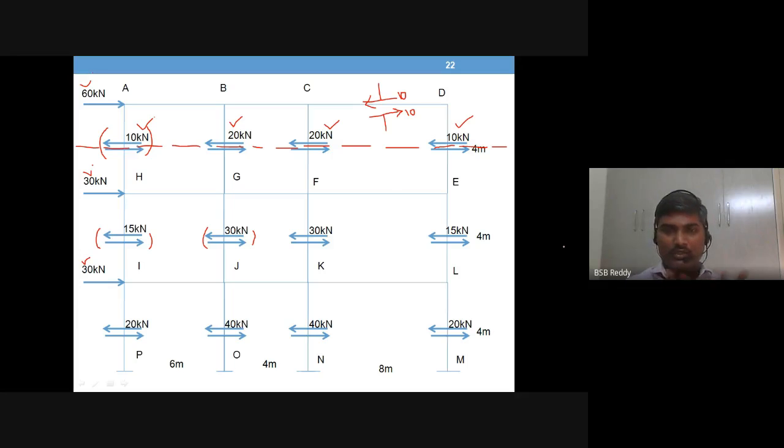So this is the step 1 calculation. I'll stop it here. We will see step 2 and then further steps in the next session.